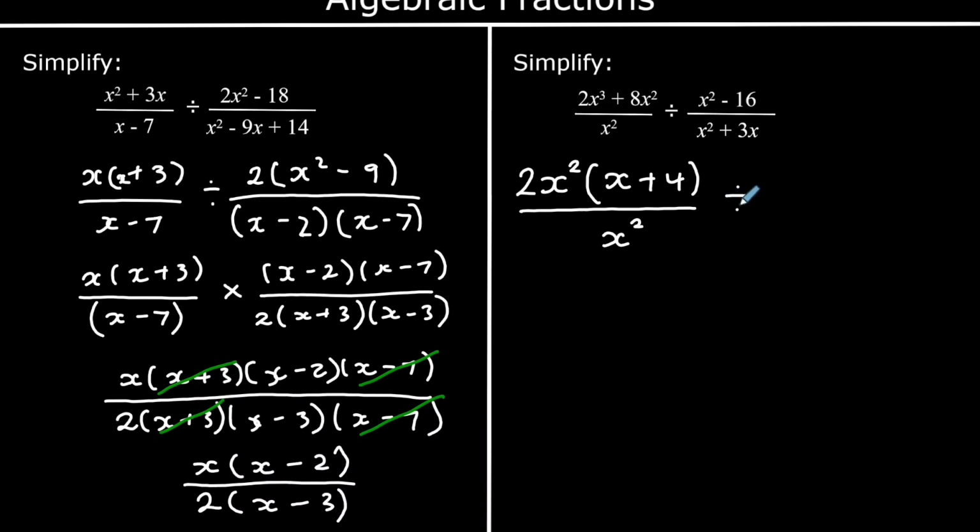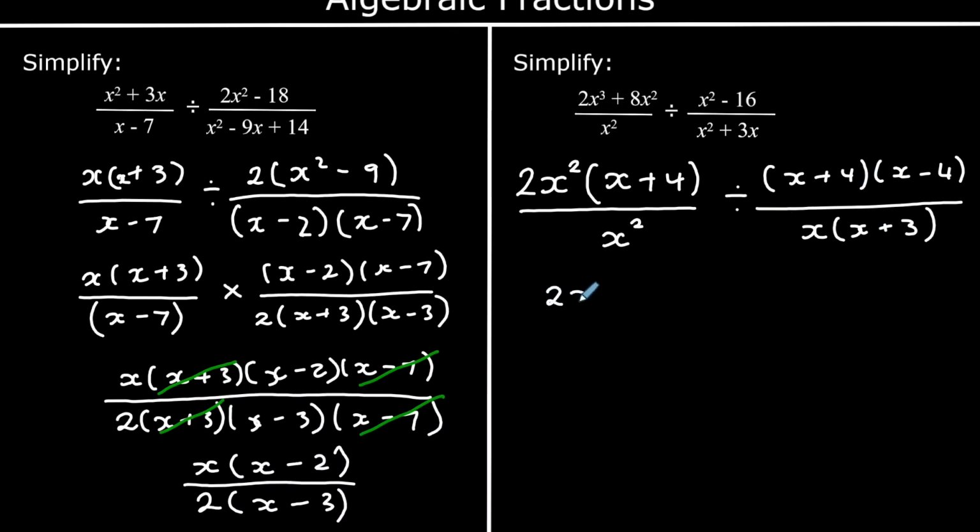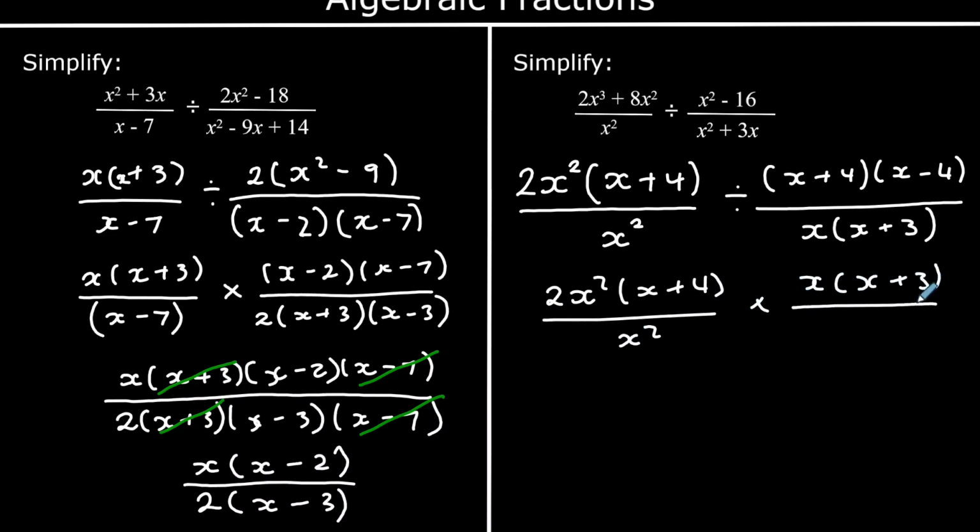And we are dividing by x plus 4 times x minus 4, the difference of 2 squares, over x times x plus 3. I'm going to change it to a times and flip over the second fraction. So that'd be x times x plus 3 over x plus 4 times x minus 4. Then I'm going to multiply the two fractions together.